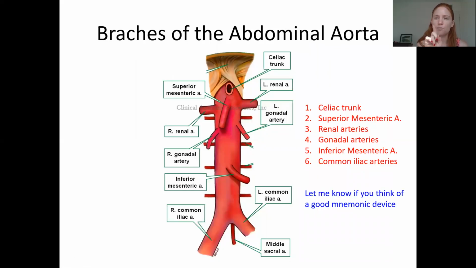Now, the aortic arch goes up, does a U-turn, and comes back down as the descending aorta. But as it passes through the diaphragm, so this right here at the top would be the diaphragm, now we have the abdominal aorta.